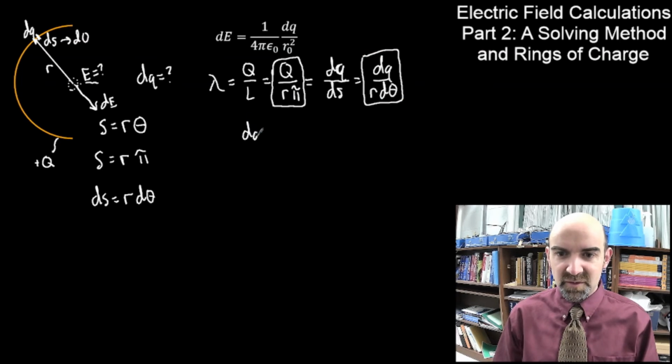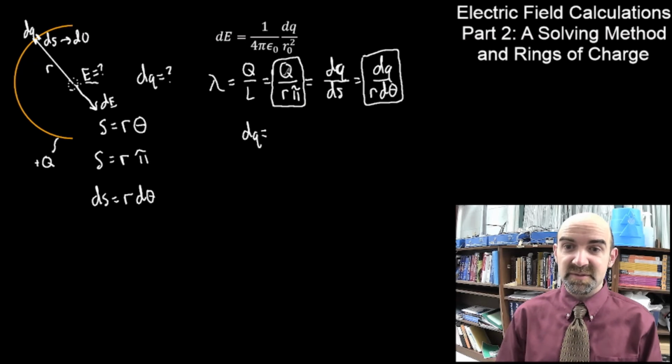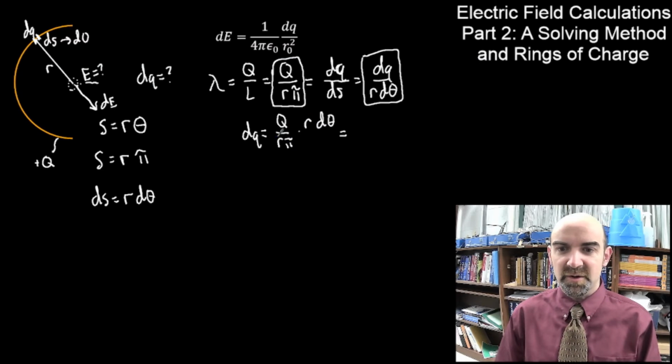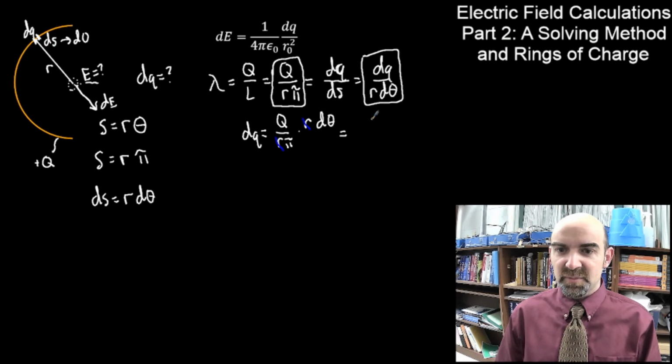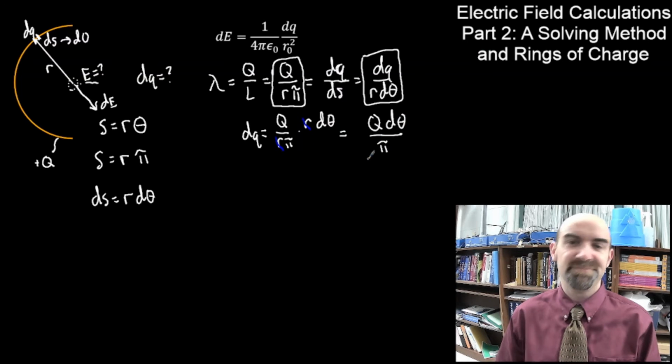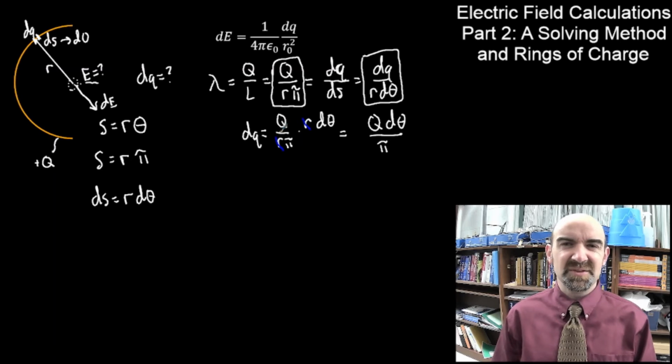Therefore, our dq is q over πr times r dθ. We can simplify that a little bit, since a couple of our r's cancel, and we end up with dq being the big charge q dθ divided by π. All right, that's usually the biggest step, I think the quirkiest part, thinking about the geometry of the situation.